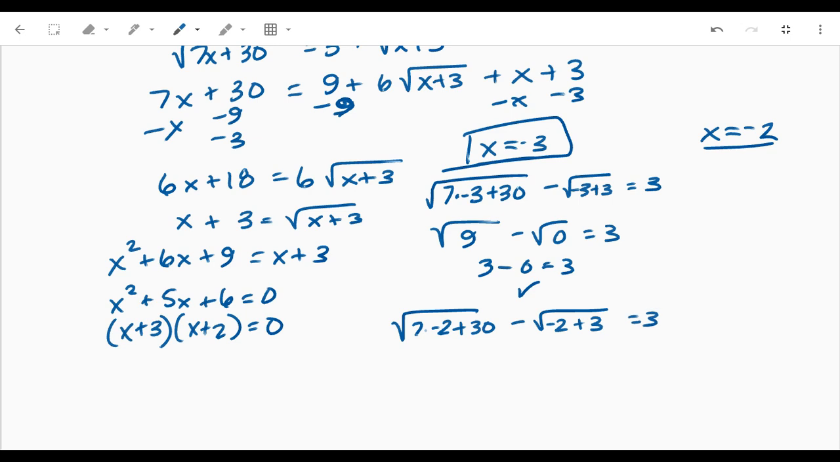So we're going to have negative 14 plus 30, so it's the square root of 16 minus the square root of 1 equals 3. So 4 minus 1 equals 3. And that one also works. Okay, so both solutions work. All right, moving on to the next one.